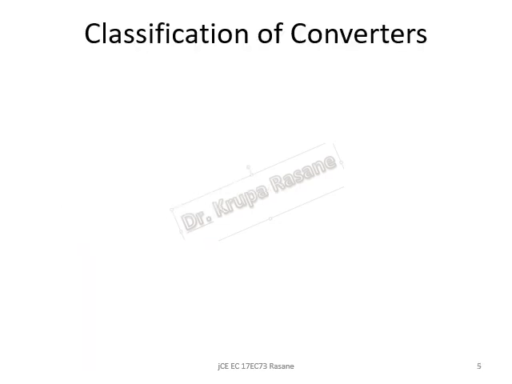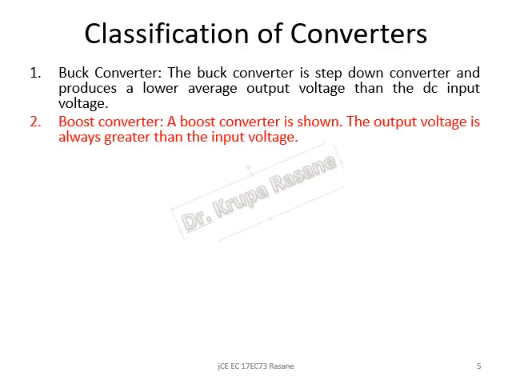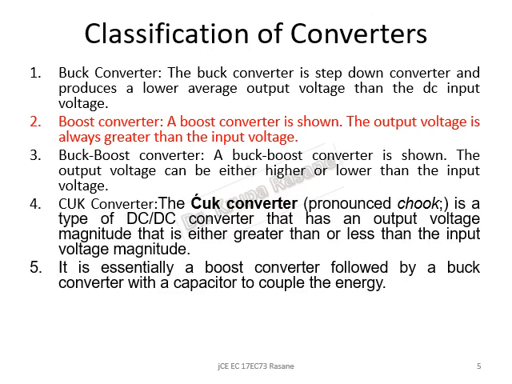So coming to the classification of converters, we have already seen the buck converter, which is nothing but a step-down converter and produces a lower average output voltage than the DC input voltage. In this video, we are looking into the boost converter, where the output voltage is always greater than the input voltage. In the next videos we will be looking into the buck-boost converter and the Cuk converter.